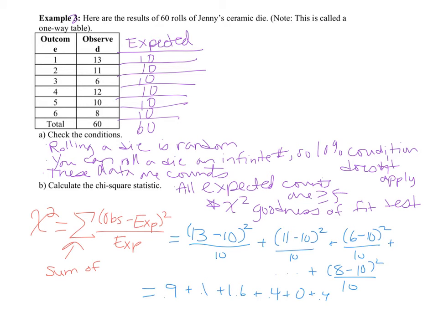The other thing I want you to notice is that this 1.6, the highest value, is from outcome 3, which was kind of far away from your expected. You had 6, which was kind of far from 10. So in the end, when you add all these together, you do get that your chi-squared value is 3.4.